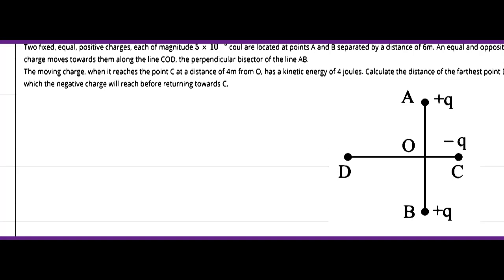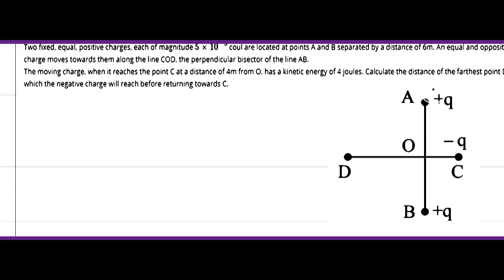Hello everyone, let's start. This question says two fixed equal positive charges, each of magnitude 5 into 10 raised to minus 5 coulomb, are located at the points A and B separated by a distance of 6 meters. So you can look at it in the figure. There are two equal charges fixed, and the distance between them is 6 meters.